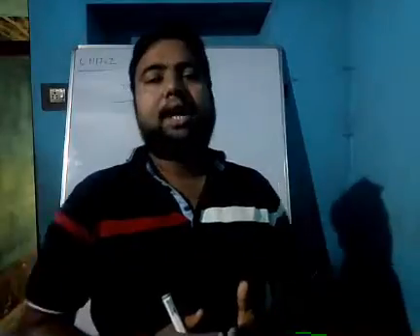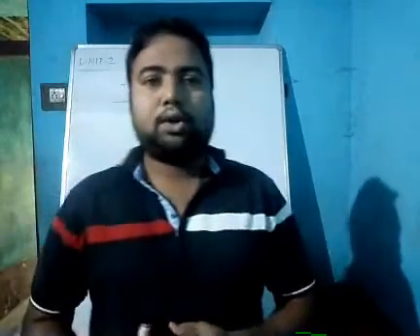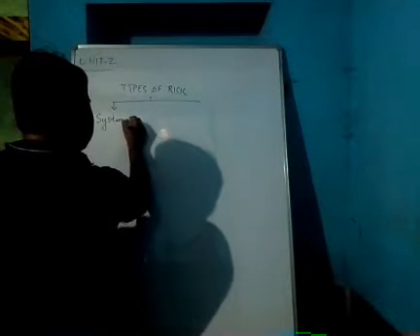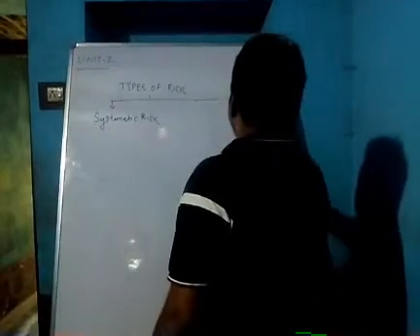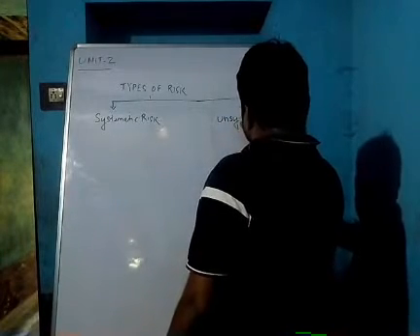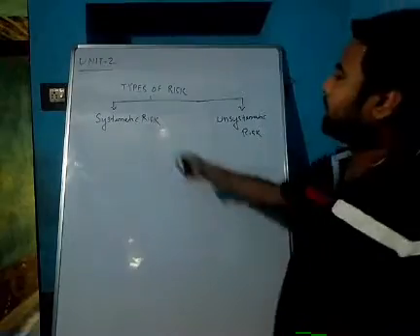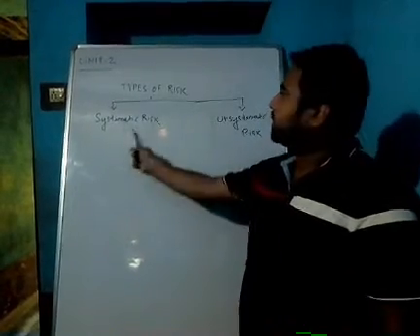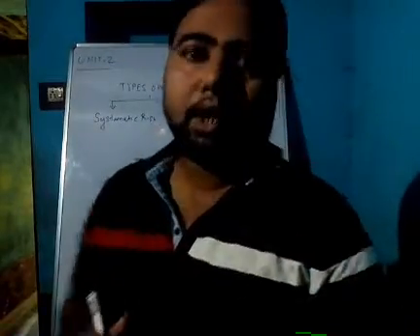The total risk that lies with the investor or with the investment can be broadly classified into two different categories. What are those? Systematic risk and unsystematic risk. So the basic concept of risk is broadly classified into two different segments. Number one, systematic risk. Number two, unsystematic risk. Now we will study both the concepts in a detailed manner.